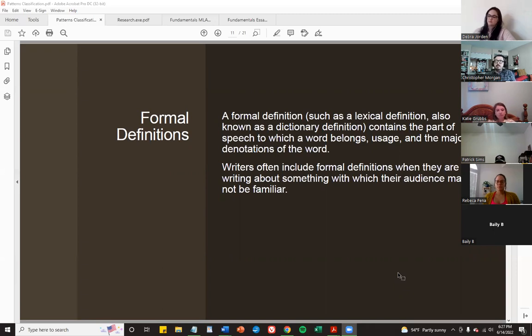And importantly, dictionaries are useful to define words, and it might be useful to define less common words for your audience. But in general, you don't really quote the dictionary unless you're doing some kind of etymological paper, right? Maybe you're writing a paper about the history of a specific word, which is called doing an etymology. It's a study of a word's origins.